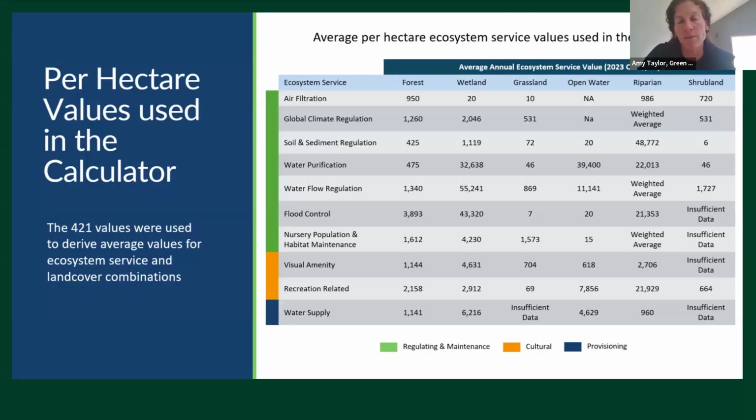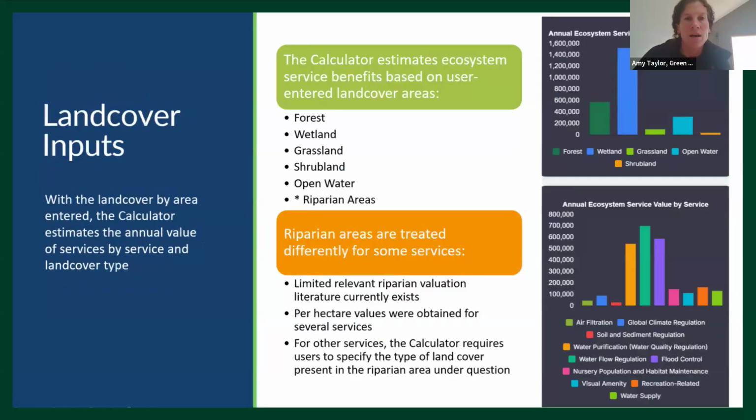And then you'll notice under the riparian column, there are a number of services where we have a valuation estimate. And then there are 3 services where it says weighted average. I'll elaborate on that in the next slide, but those are cases where, again, there were not riparian-specific values available in the literature, but recognizing the important role that riparian areas play across these various services, we came up with a different approach to address those gaps.